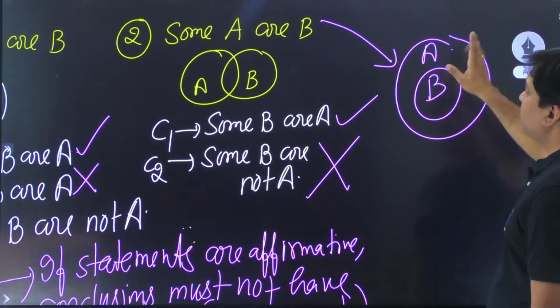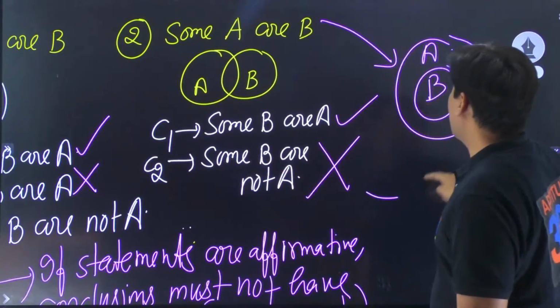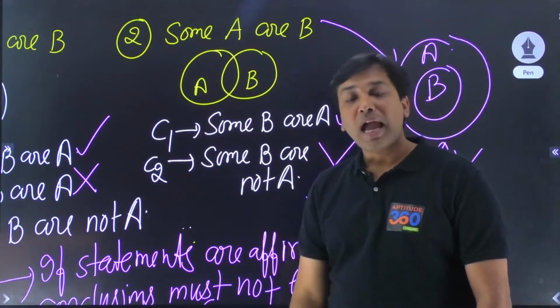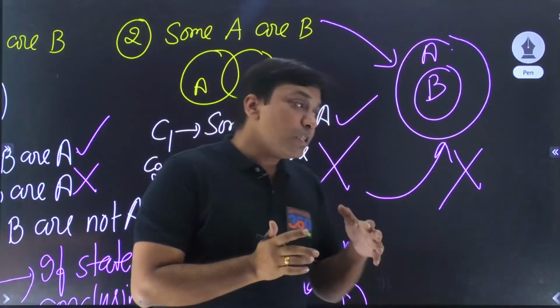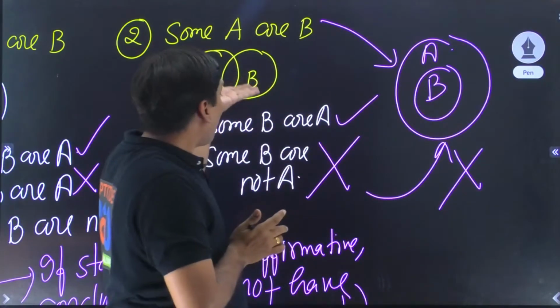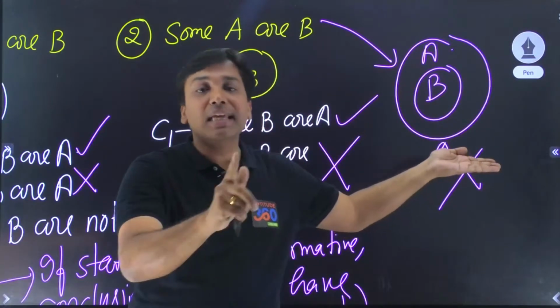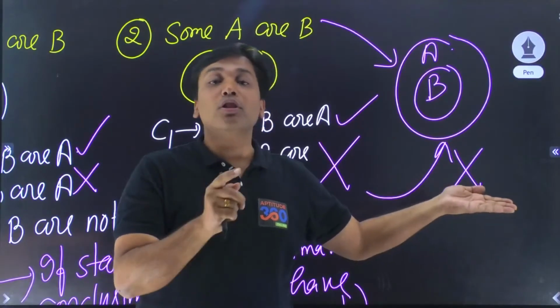Some A are B's. What is the conclusion out here? Some B are not A. Is it true over here? No, it is not true here. And if it is not true here, understand this conclusion is true over here, but it is not true over here. So this conclusion is not correct. It is not a universal conclusion, and hence this will not be your answer.